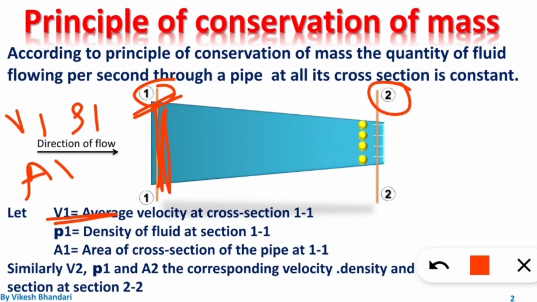Similarly, v2 is the average velocity of the fluid at the outlet. That means at the section 2.